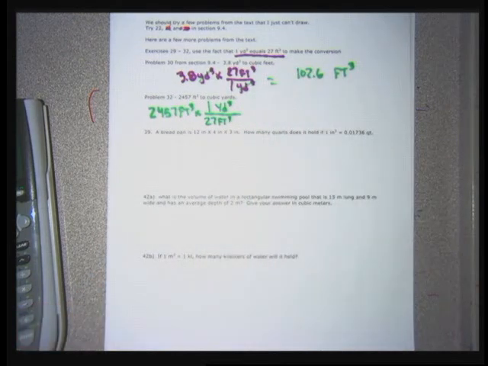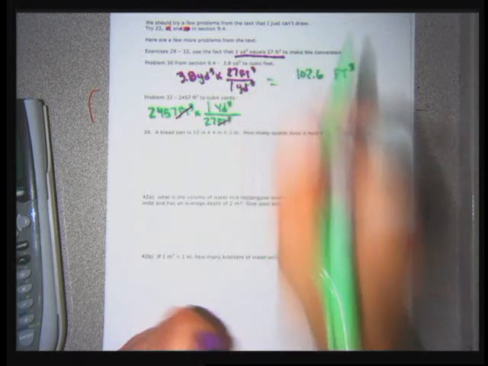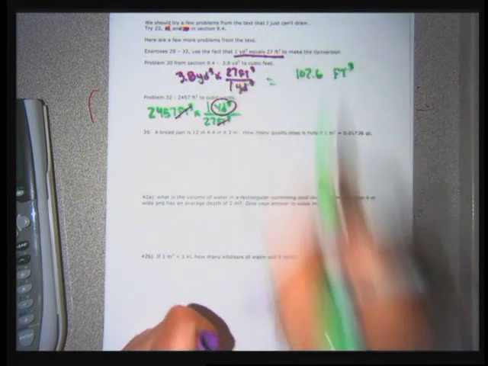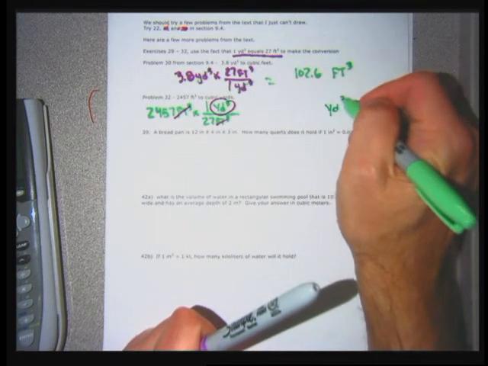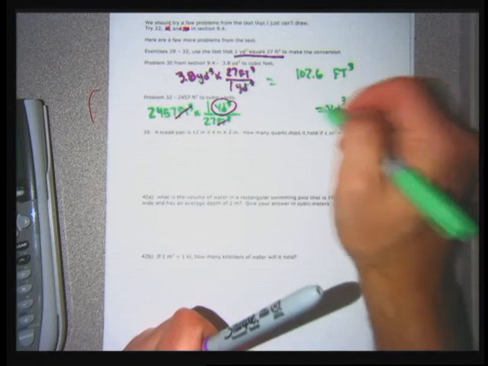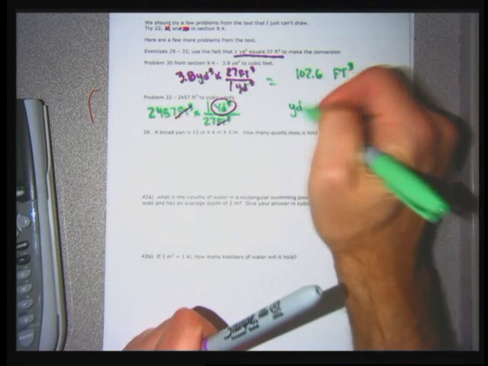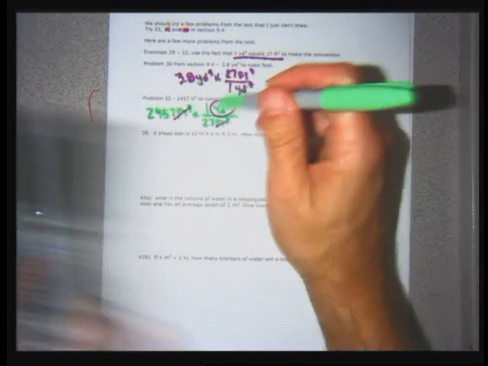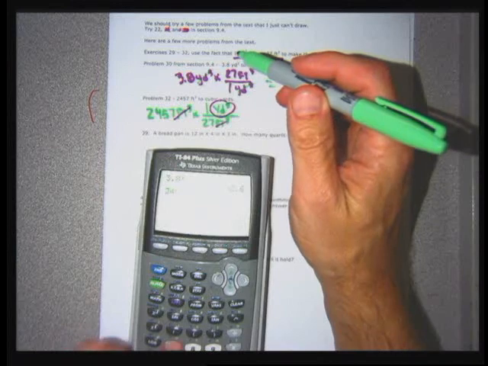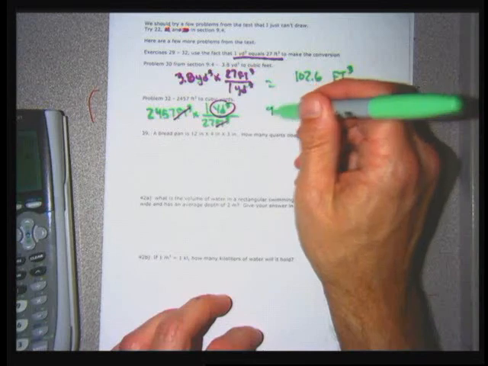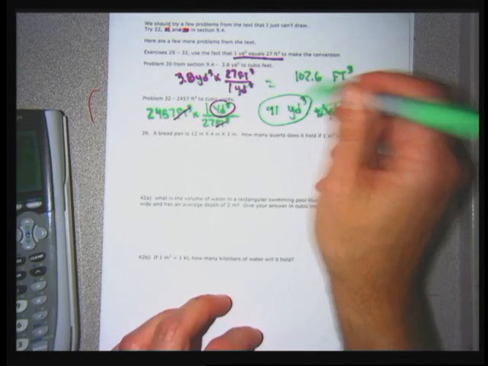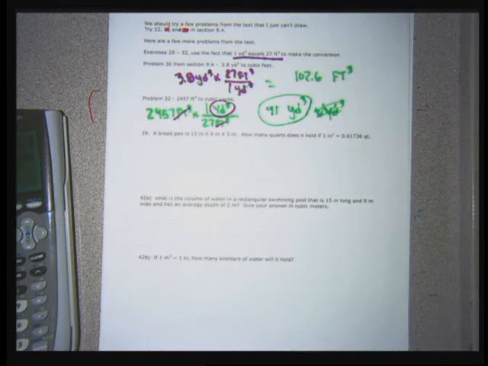I set my units up to cancel. The cubic feet are going to cancel. The units that are going to be left in my answer are the cubic yards. I could write cubic yards if I care to, but I won't. I'll write YD with an exponent of 3 to represent cubic yards. And then the number I'm going to get here, I'm going to have to divide because the 27's in the denominator. So I'm going to go 2457 divided by 27, and that's going to give me 91 cubic yards. So the answer to problem 32 is that 2,457 cubic feet is equivalent to 91 cubic yards.